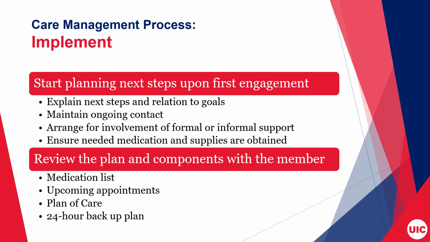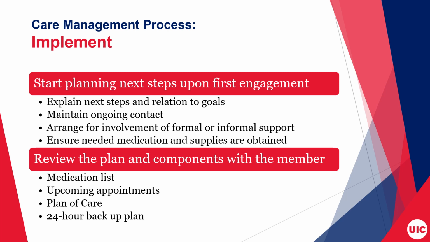The implementation of a service plan also relies on the involvement of the member's formal and informal supports. This includes other providers as well as family and social supports. Implementing the service plan requires the care manager to ensure that the member's medications and supplies are obtained in sufficient quantity to prevent missed doses or other problems with adherence.